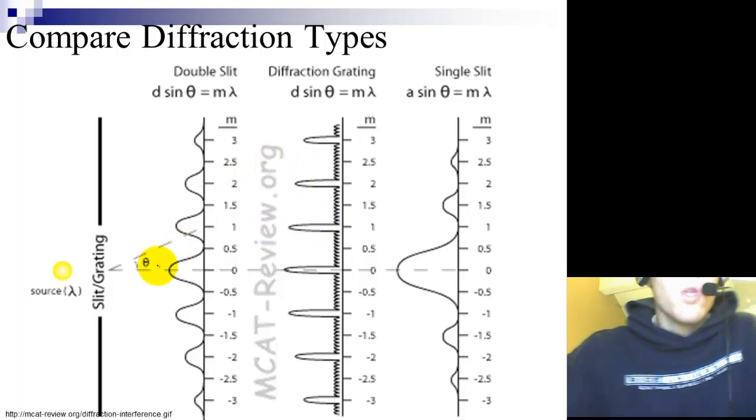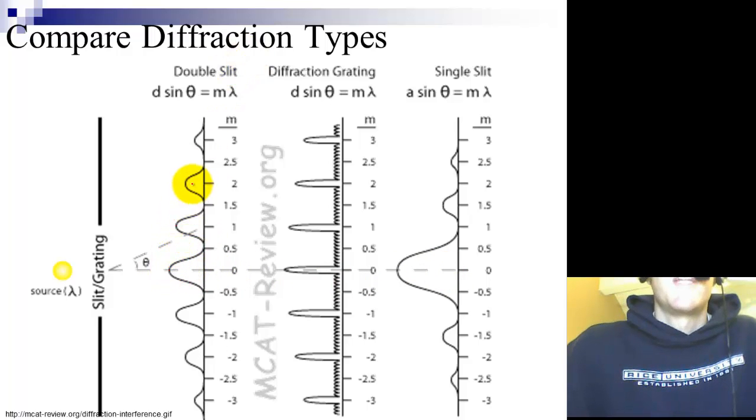So with double slit interference, you have a central bright spot. In fact, all of them have a central bright spot. But with double slit interference, it's brightest in the middle, and then as you go further away, it gets dimmer and dimmer and dimmer, but the spacing stays the same. So you've got dim spots at the half integers, and you've got bright spots at the integers.